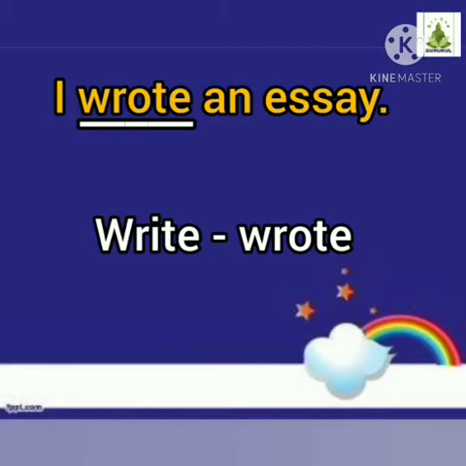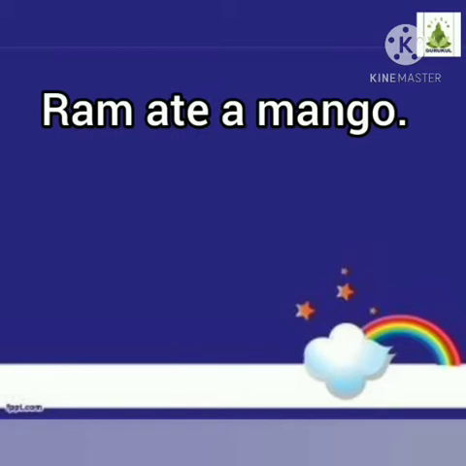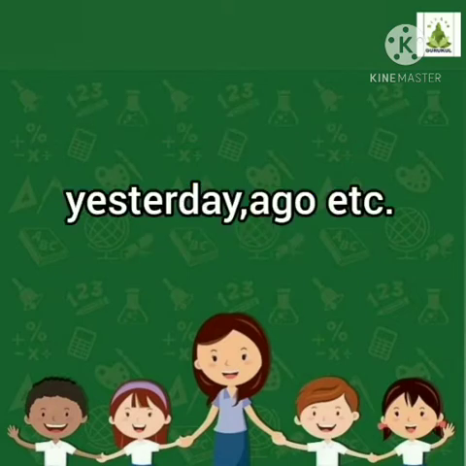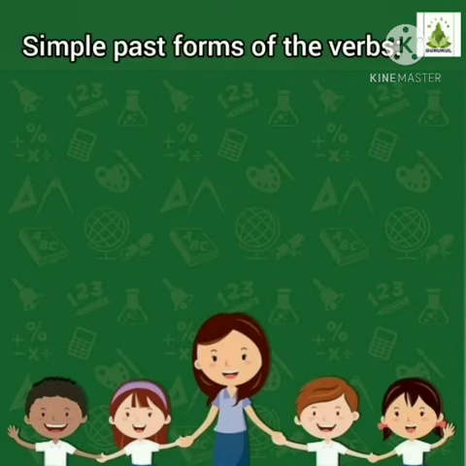Simple past tense also indicates that the action is finished. For example, Ram ate a mango. Here in this sentence, the verb ate tells us that Ram ate a mango just before. Students, we often use words like yesterday, ago, etc. with the simple past tense. As you know the base form of verbs, here are some rules we have to remember to form past forms of the verbs.